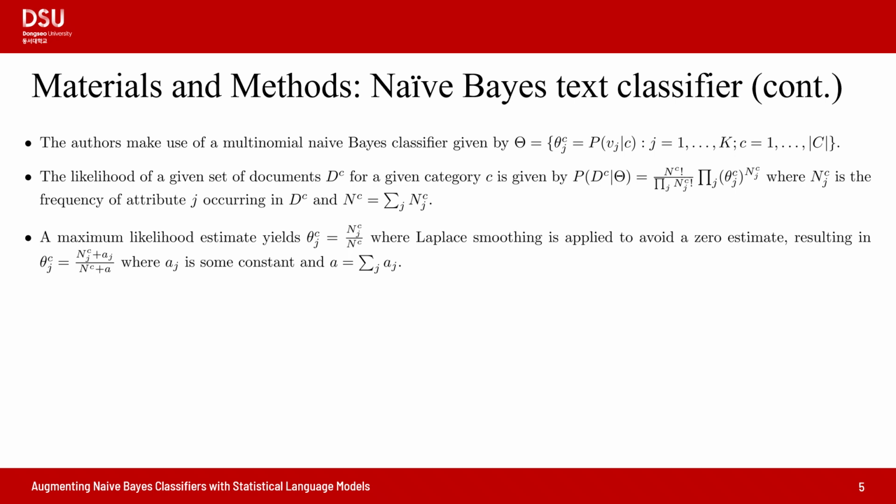Maximum likelihood estimate for this yields theta jc equal to n j to the power c divided by n to the power c, where because we don't want the denominator to reach 0, we apply Laplace smoothing, resulting in a small constant aj being applied to the numerator and a constant a, which is the summation of all aj. So this is the normal naive Bayes text classifier that's been used for categorizing documents into specific categories.